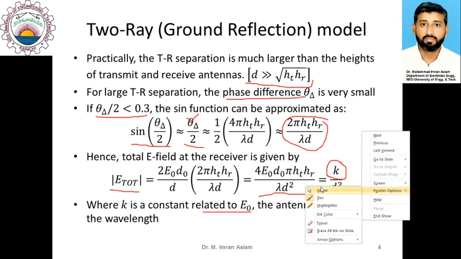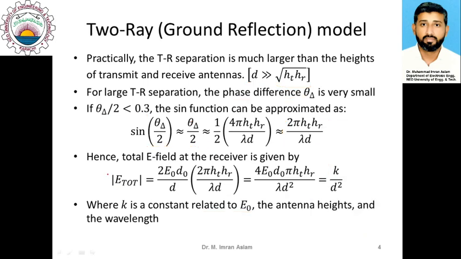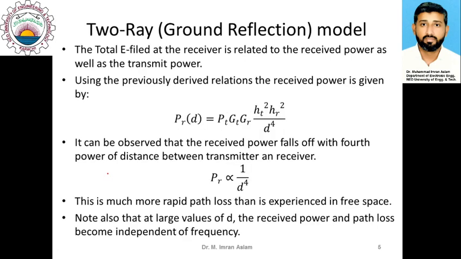After getting the approximate expression for this E field, we need to calculate the received power, because if you recall, for the path loss modeling, we are generally interested in calculating the received power rather than having the value of electric field. So if we want to calculate the received power at the receiver side, in that case we can use the previously derived relationships.